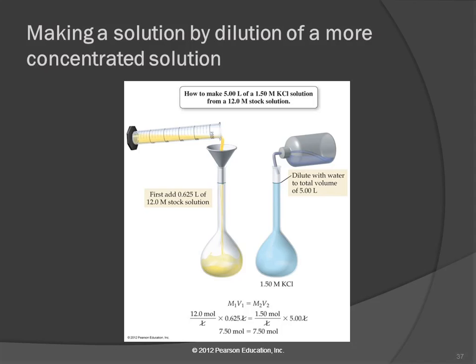Here's an illustration of how we actually do that. Note that this is a salt solution. This is not an acid. So they're measuring out the amount of stock solution and then adding water to dilute to the total volume that's needed. You would use a different approach with an acid because you don't want to add water to a concentrated acid.